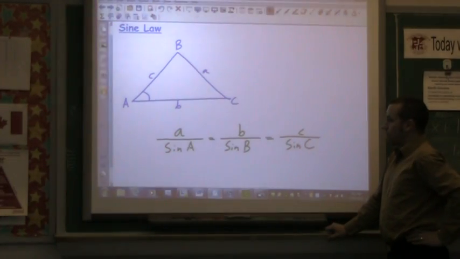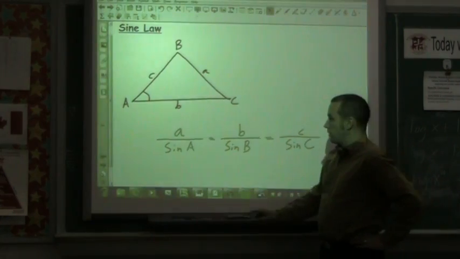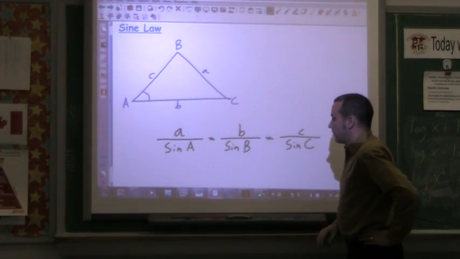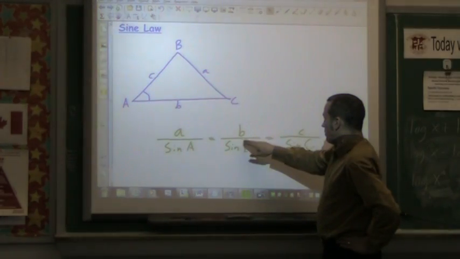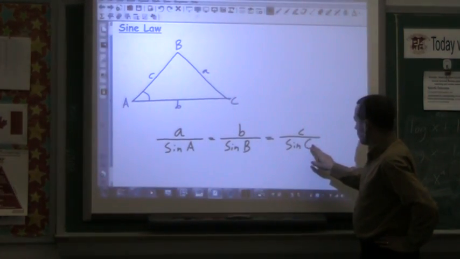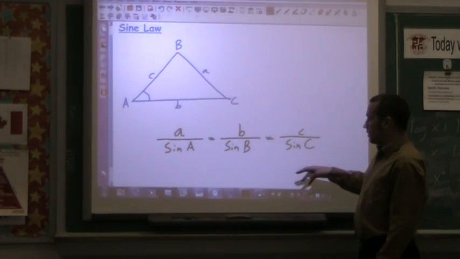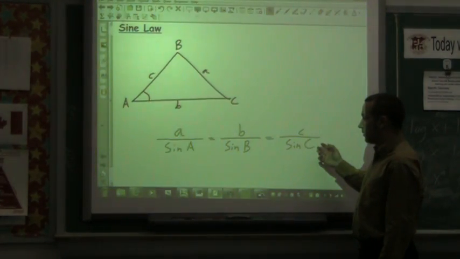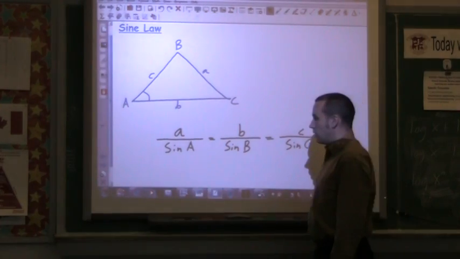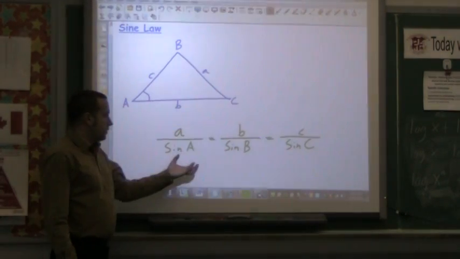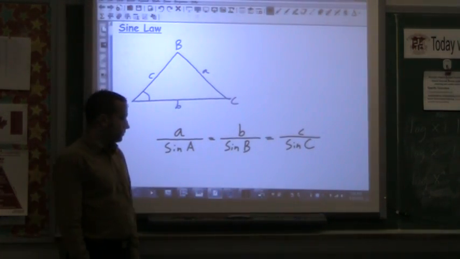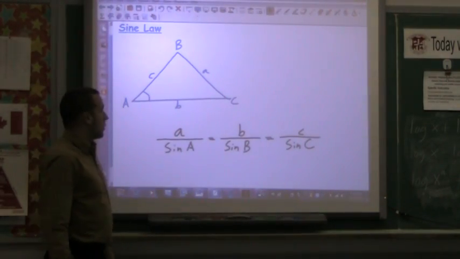So there's the basic property. And all it says is that if I put the side length A in ratio to the sine of angle A, and I put the side length B in ratio to the sine of angle B, and I put the side length C in ratio to the sine of angle C, the ratio will be constant in any given triangle. And so this ratio will equal this ratio will equal this ratio. So what that does is allow us to solve for missing sides or missing angles on a non-right angle triangle. So let's do an example to show how this works.